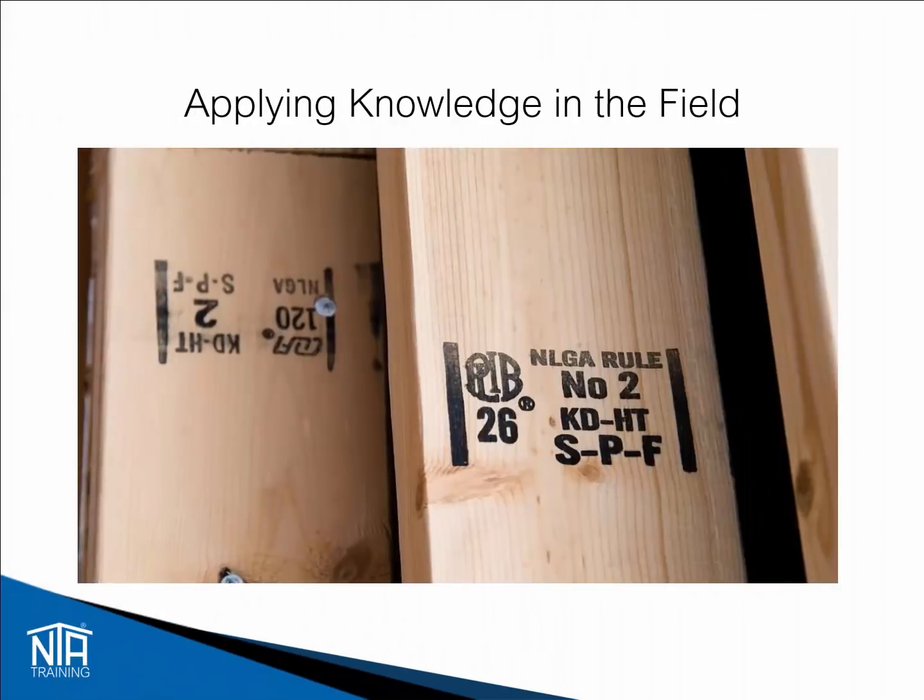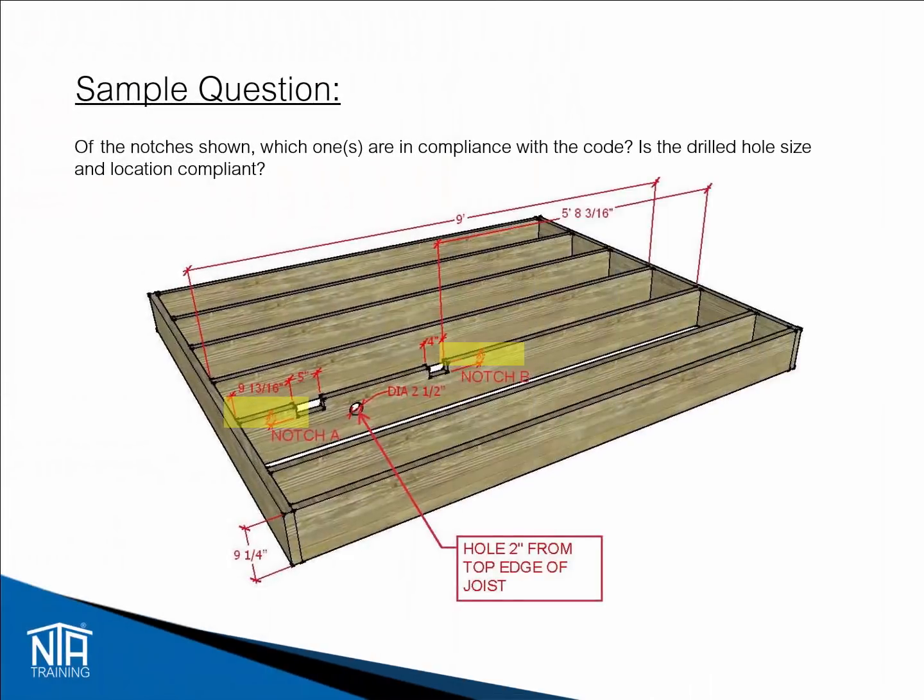In the photos shown, these are examples of the grade markings required on lumber. Of the notches shown, which one or ones are in compliance with the code? Is the drilled hole size and location compliant? In the illustration, you can see notch A and notch B. Use the keyword notches to help find the code section in the index.